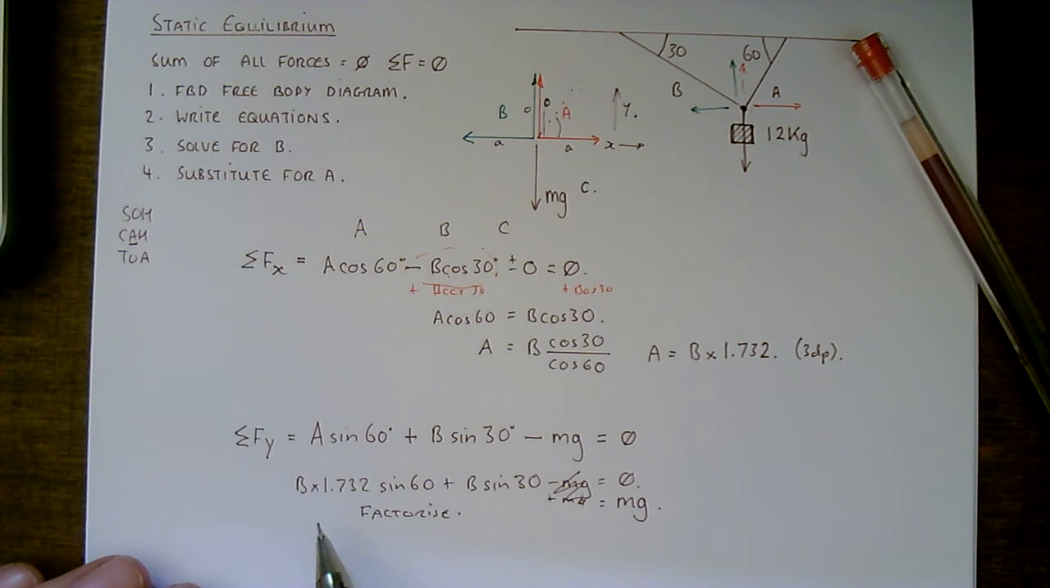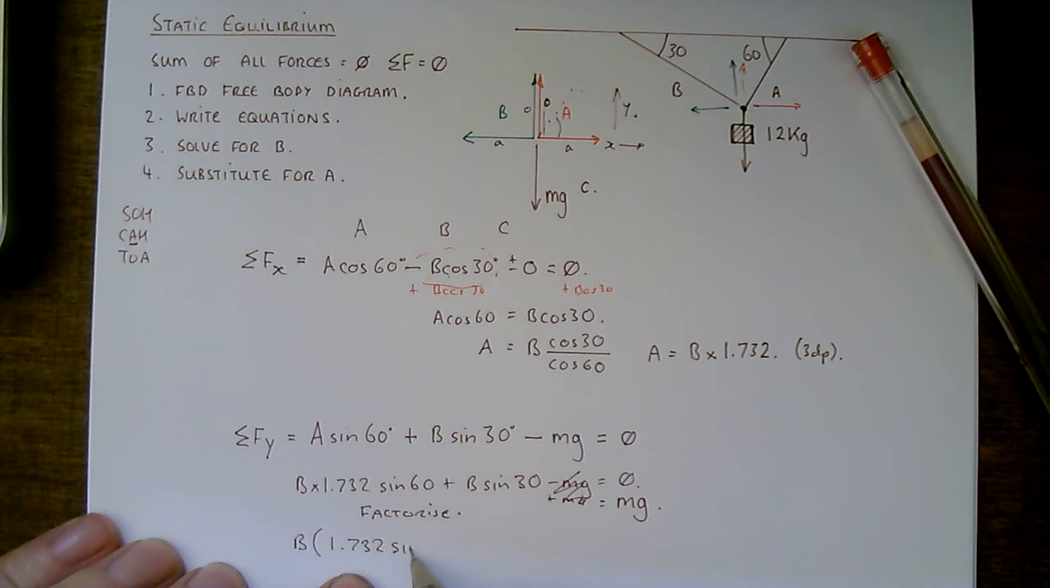Okay, so we're at 9 minutes, so we've got a couple more minutes. Let's factorize B. B times 1.732 sine 60 plus sine 30 is going to be equal to mg.